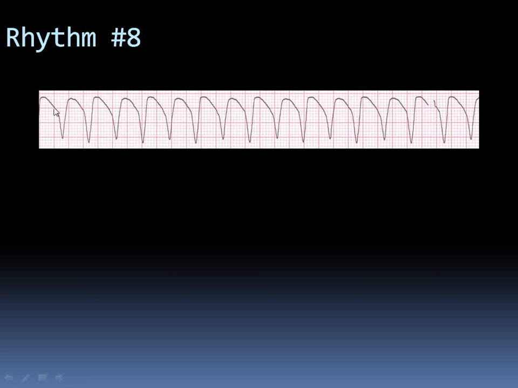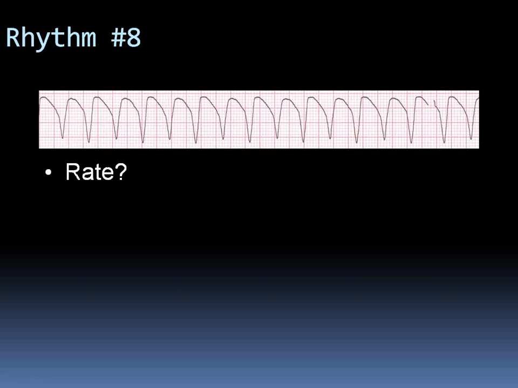Whenever you see a rhythm like this, where the QRS is extremely wide, you don't see any P waves, and the patient has a history of myocardial infarction or is having chest pain, you should take this very seriously.